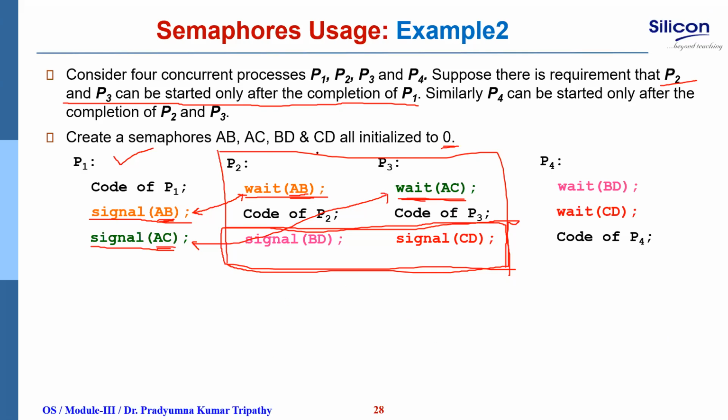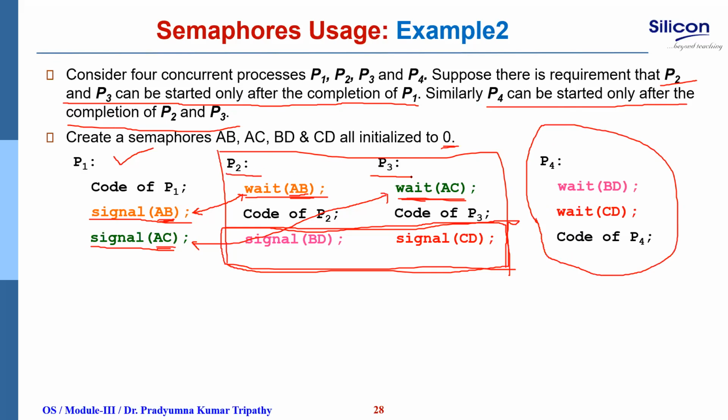Now we'll go for the next one. The second condition says that similarly, P4 can be started only after the completion of P2 and P3. This P4 can only start after the completion of P2 and P3. What should I do then? P2 and P3 should complete, then the P4 should start. So what should I do?